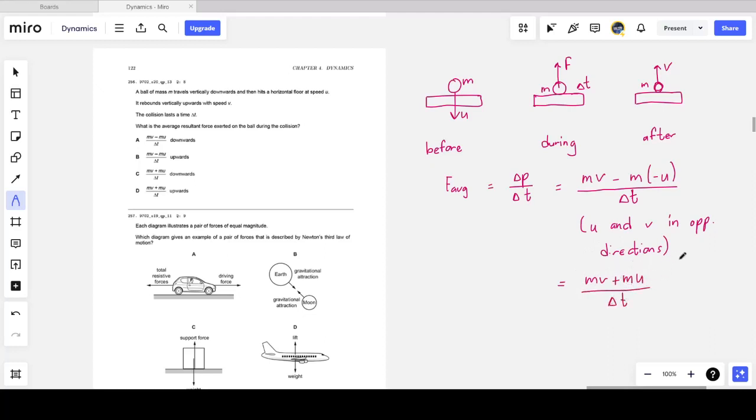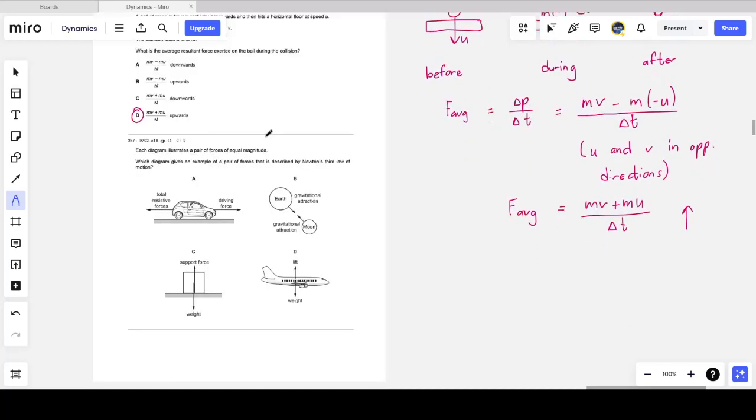If you've already done A-level physics, you would have seen this for the ideal gas derivation. But the average force, which is the rate of change of momentum by definition, is mv plus mu over delta t, and this force acts upwards because the change in momentum is upward, so the resultant force must be upward. And so this corresponds with option D. So just be very careful. If the velocities are in different directions, then we have to account for the direction in one of our symbols. So in magnitude, it'll be mv plus mu over delta t.